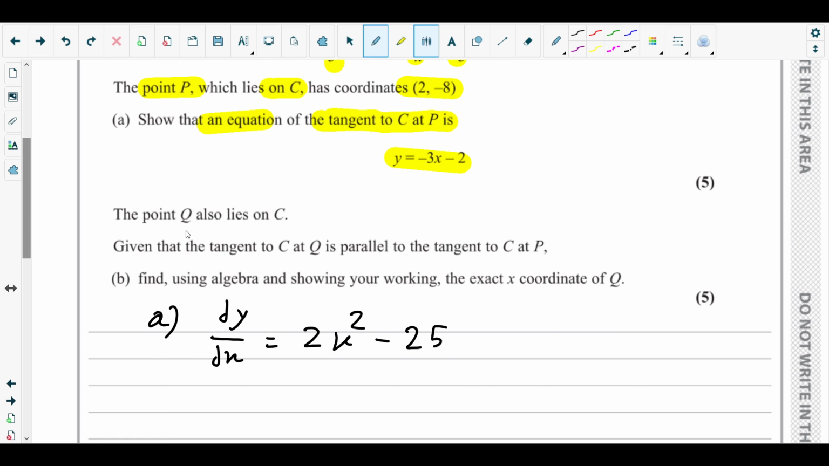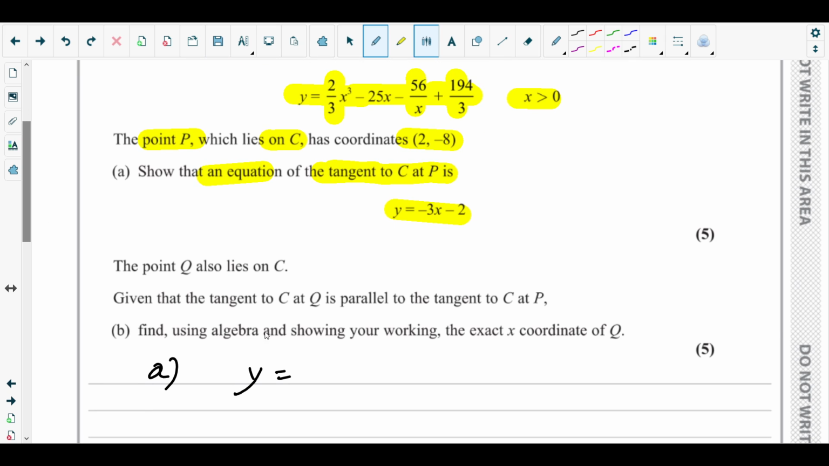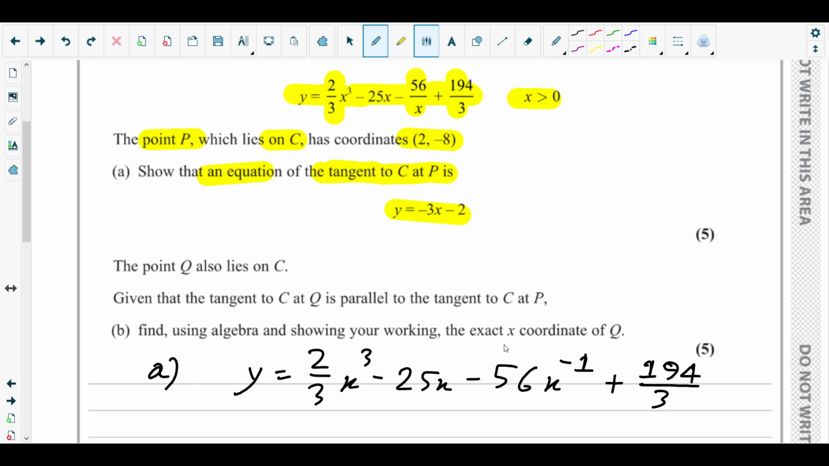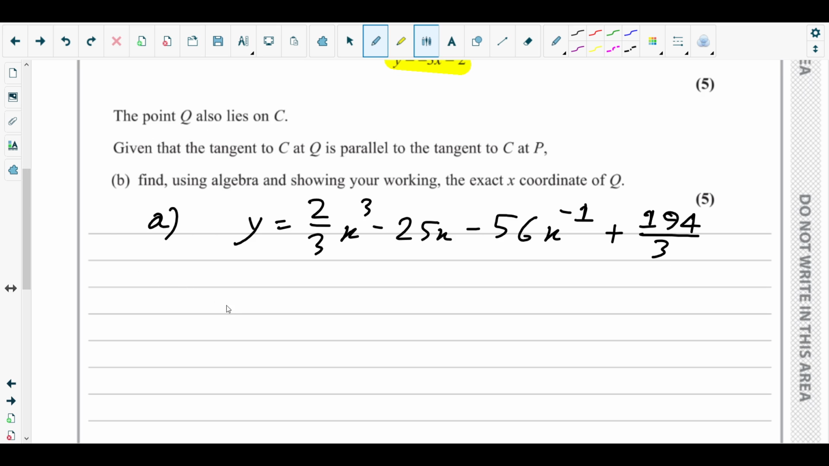It would be better if we take out the power at first. So y equals 2 over 3 x cubed minus 25x, take out the power at first, minus 56 x to the power negative 1, plus 194 over 3. That's better for your differentiation method, and you can do it more clearly. Now you can differentiate using the method.